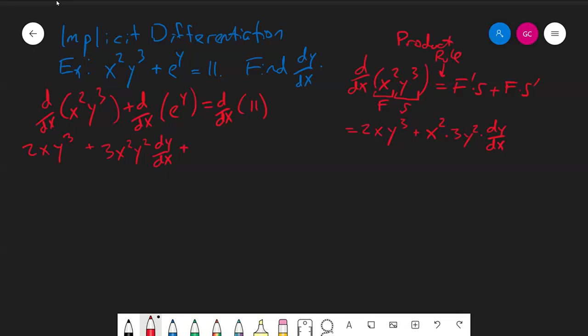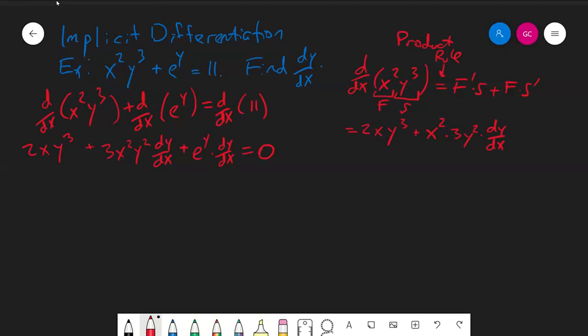Next, we have the derivative of e to the y with respect to x. And again, that's a chain rule problem. The derivative of e to the x is e to the x, but the derivative of e to the y is e to the y times dy dx. Just remember, every time you're taking the derivative of a function that has a y in it instead of an x, you'll have an extra term of dy dx. And the derivative of 11 is 0.